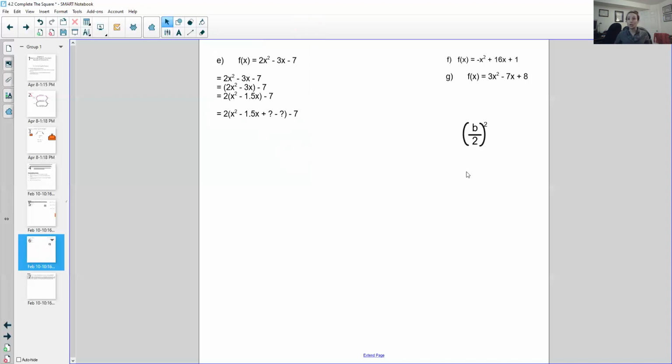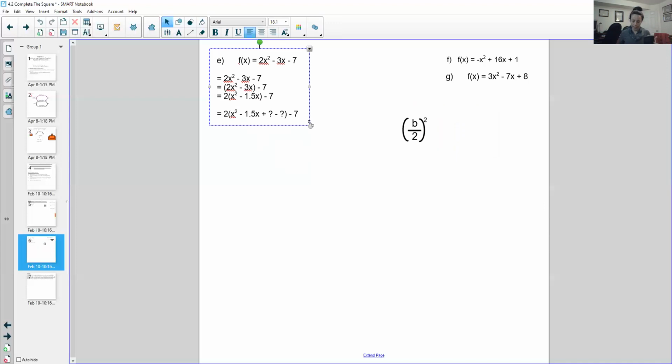Don't worry, you're going to use this formula, b over 2 squared. So take 1.5 and divide by 2, okay? And if you're not great at it, I don't care, use a calculator. 1.5 divided by 2 is 0.75. 0.75 squared, it's a whole bunch of decimals. That's fine, that's okay. Now, when I plug it in, I got 0.5625.